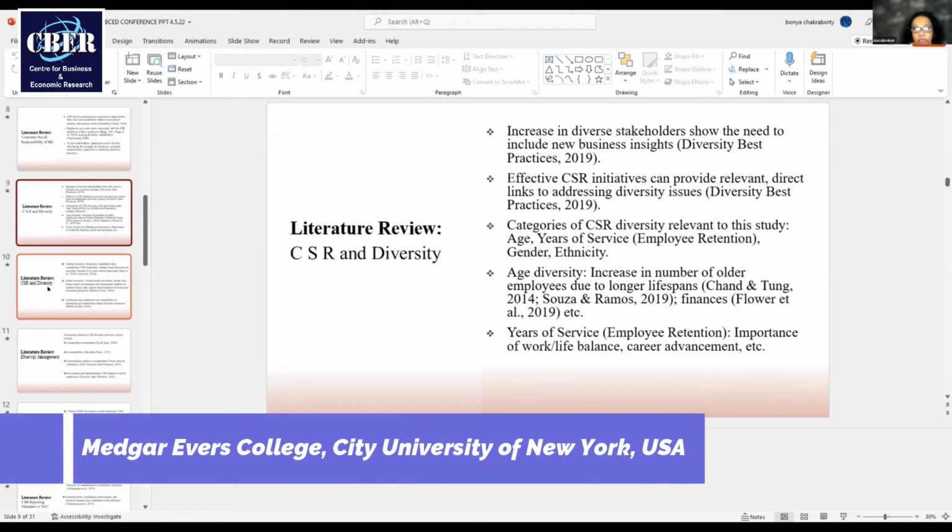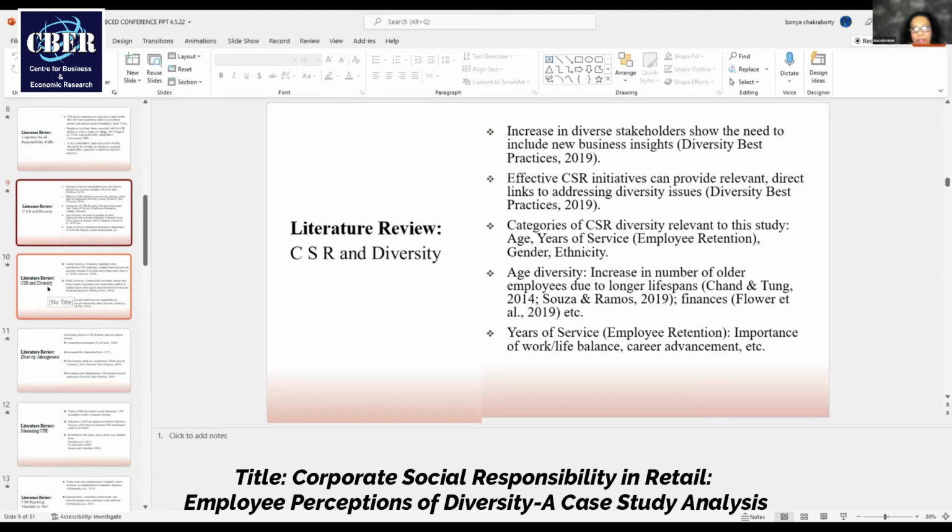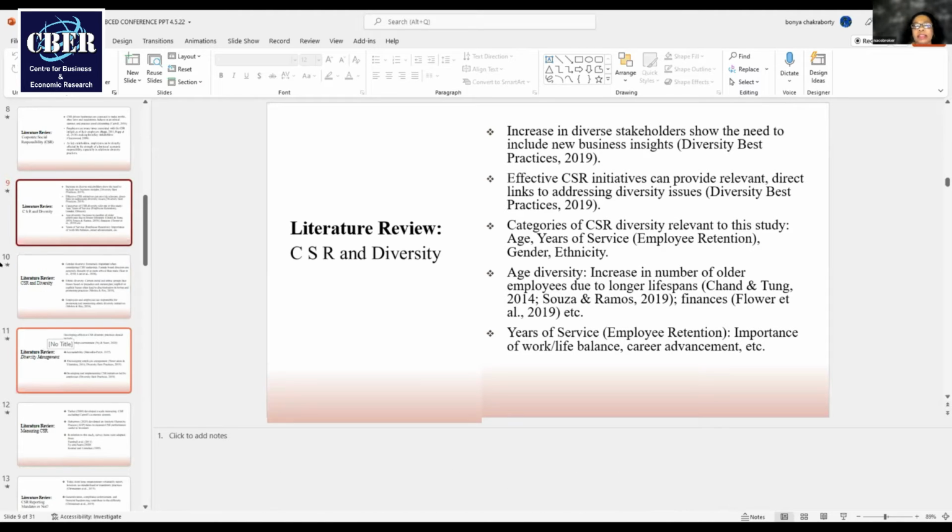There's an increase in diverse stakeholders because of globalization, and especially within this Brooklyn location. So effective CSR initiatives can be a relevant and direct link to diversity issues. The categories of corporate social responsibility that are relevant to this study are age diversity, because there's an increase in the number of older employees due to longer lifespans and financial reasons, and years of service, which is important in employee retention.